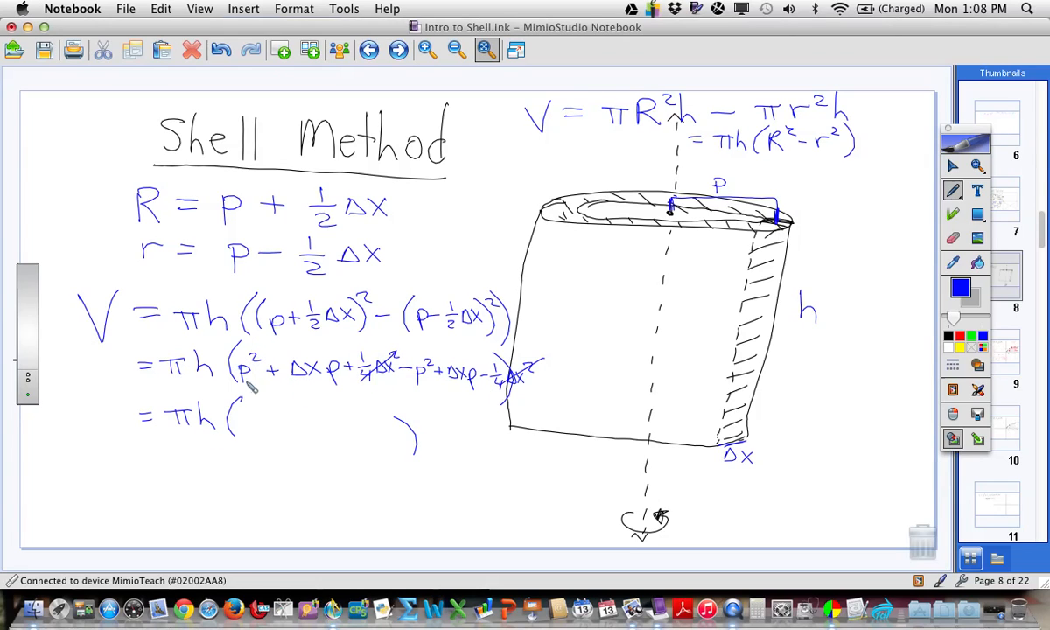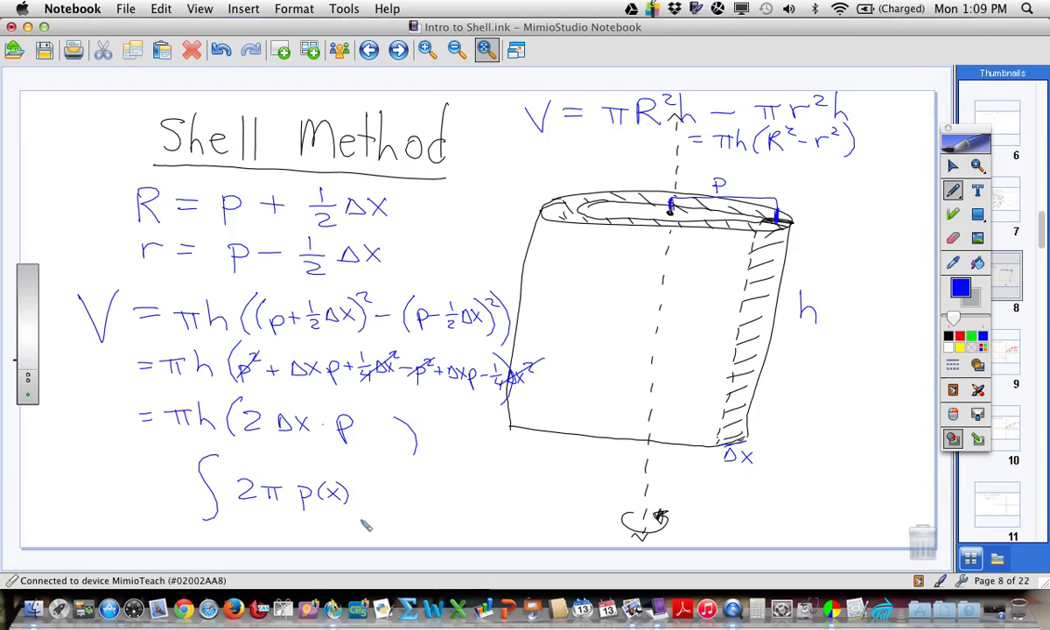The 1/4 delta x squareds cancel, the p squareds cancel, and I just have 2 delta x times p. Now, that's one layer. I want the layer to get infinitely thin. So delta x just becomes a dx, and then I want to do an integral to add them all up. So I end up with integral 2 pi, I'm going to write p of x, because it's going to change with each layer. With each layer, p is going to be different, right?